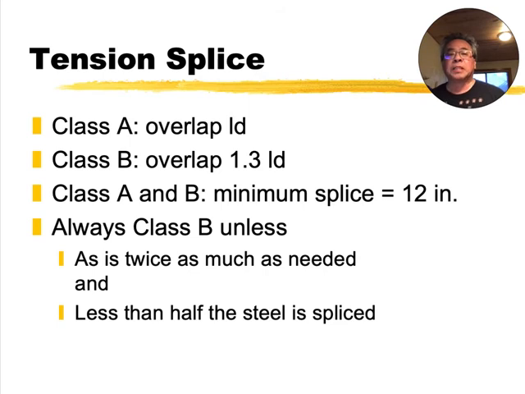So you need to have twice as much steel as you need, and less than half of the steel is spliced. That sounds almost like the quote that Bilbo Baggins made at his farewell party, if you know what I'm talking about from The Hobbit. But anyways, to be a Class A splice, you have to have more than double the steel needed and less than half of that being spliced.